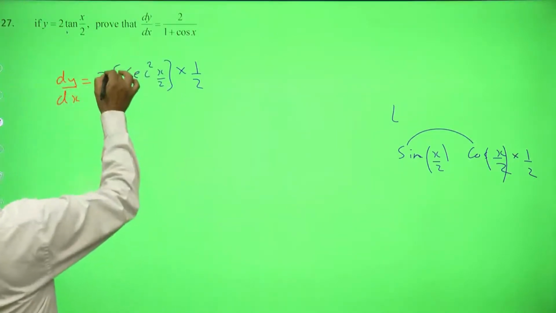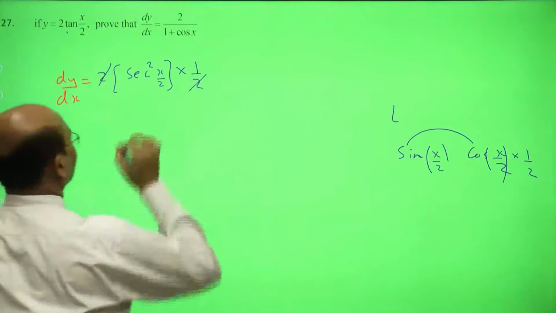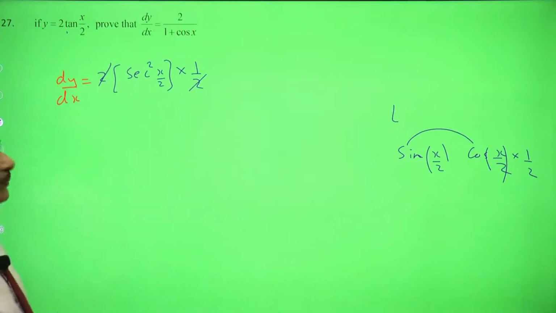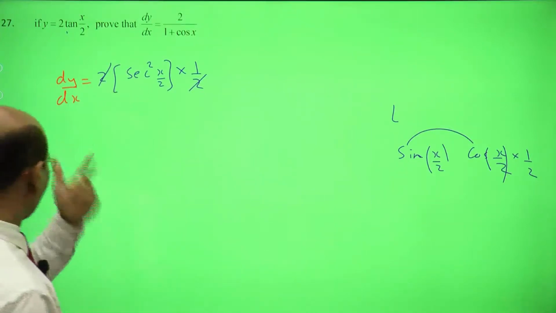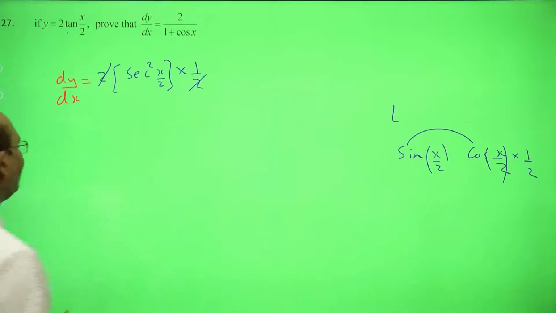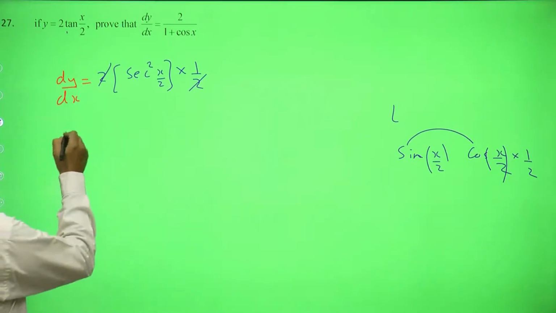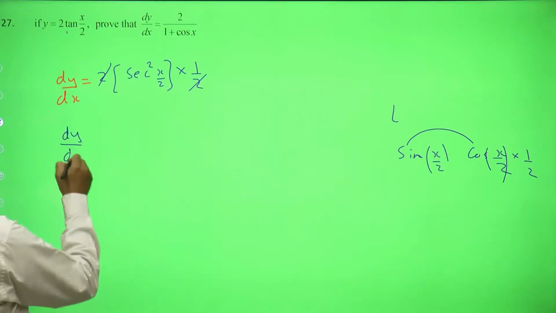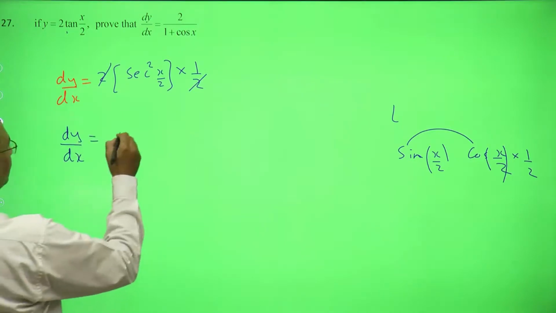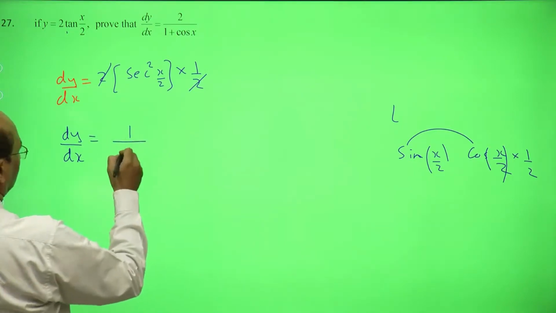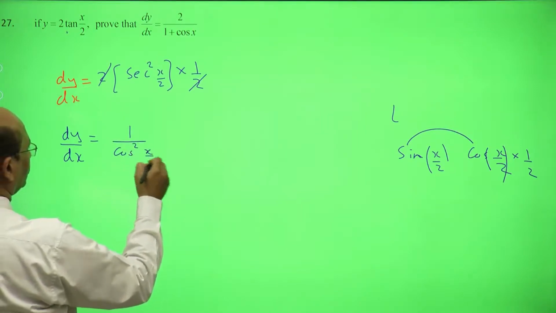So, luckily what is going to happen now? This I can cancel out. Now, the problem happens with this. Okay, I will share with you what I want to do. dy by dx, I am just writing this. Can I write this as 1 upon cos square x by 2?